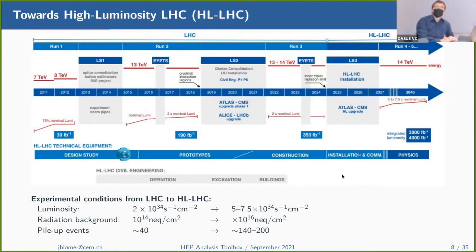For instance, for the hardware people, it's an interesting challenge to build detectors that can withstand the radiation environment, especially close to the collision points. And for us on the software side, what is interesting is that we have higher pileup. Right? So we go from 40 collisions per event to something like 140, 200 collisions per event.